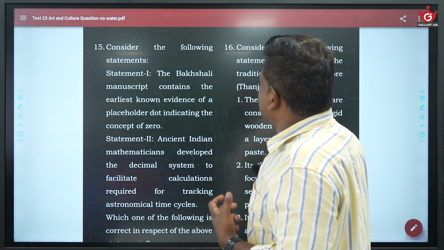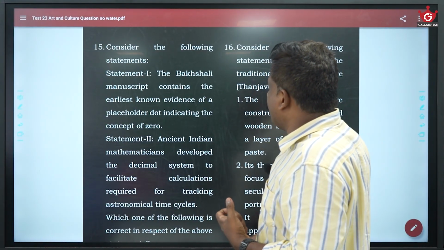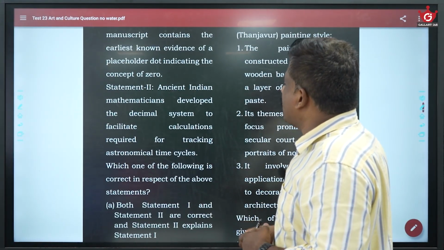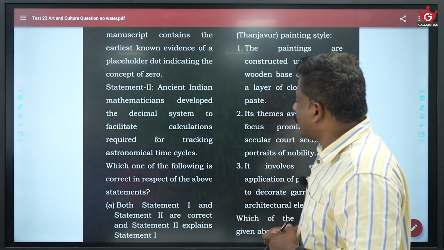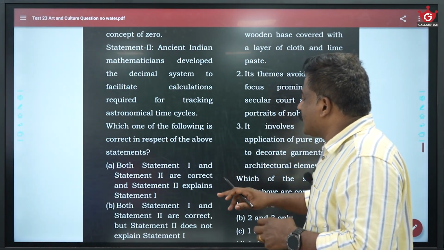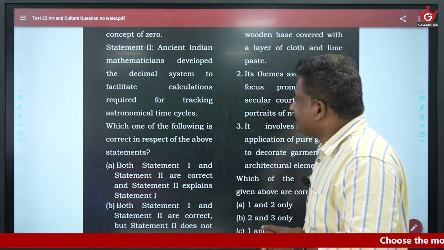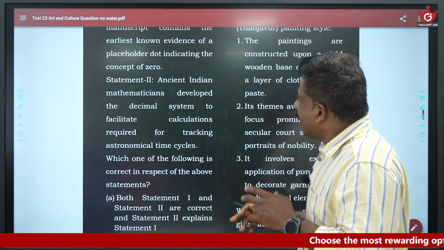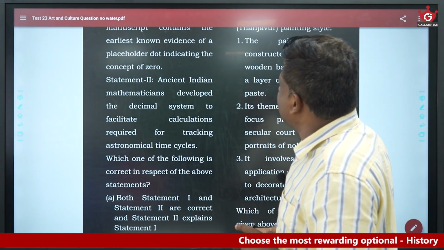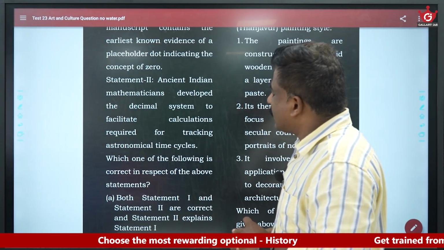The Bakshali manuscript contains the earliest known evidence of a placeholder dot indicating the concept of zero. Ancient Indian mathematicians developed the decimal system to facilitate calculations required for tracking astronomical time cycles. Which of the following is correct in respect of this statement? Can we say both are correct here? Both are correct here. Ancient Indian mathematicians developed this decimal system to facilitate calculations required for tracking astronomical time cycles.